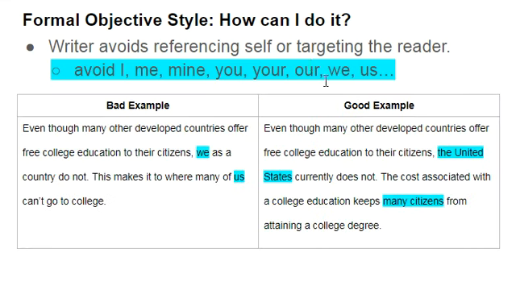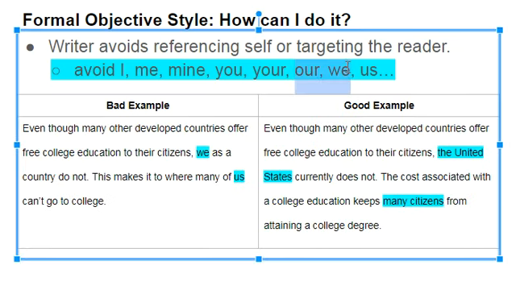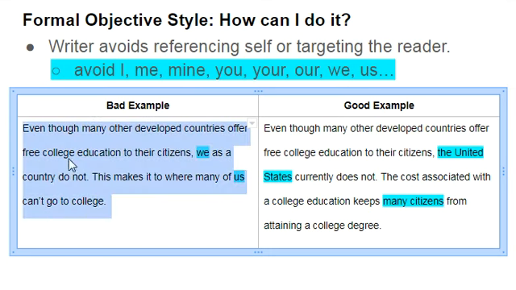Okay? So here's an example that uses these types of words that loop the reader in with the writer. Even though many other developed countries offer free college education to their citizens, we as a country do not. This makes it to where many of us can't go to college. Alright, first of all, we've got a contraction here. That should go. But here's how you can fix this.